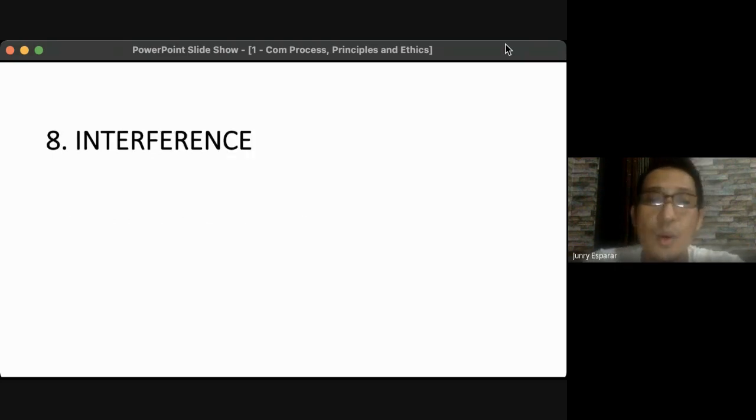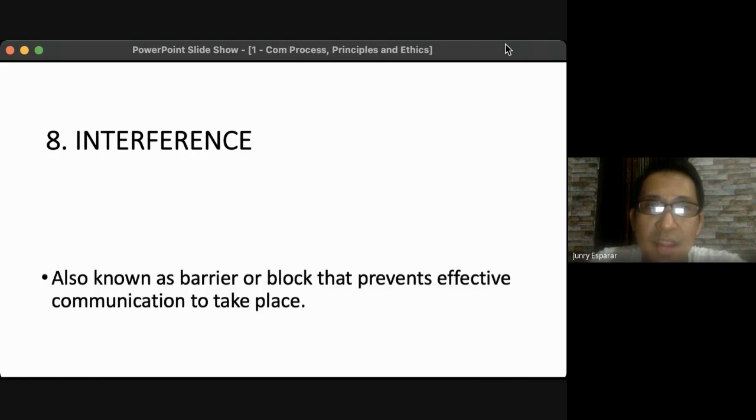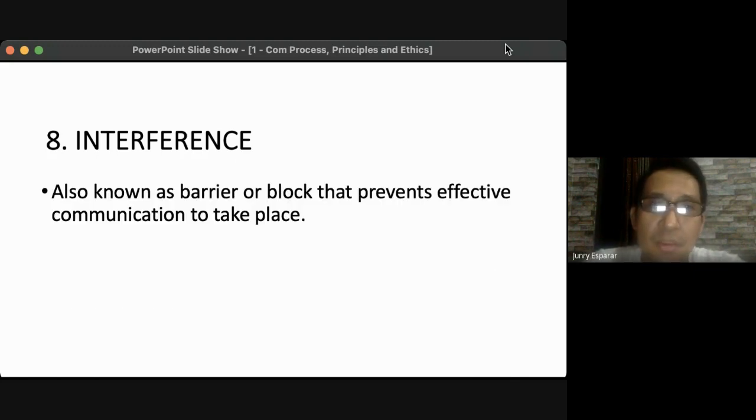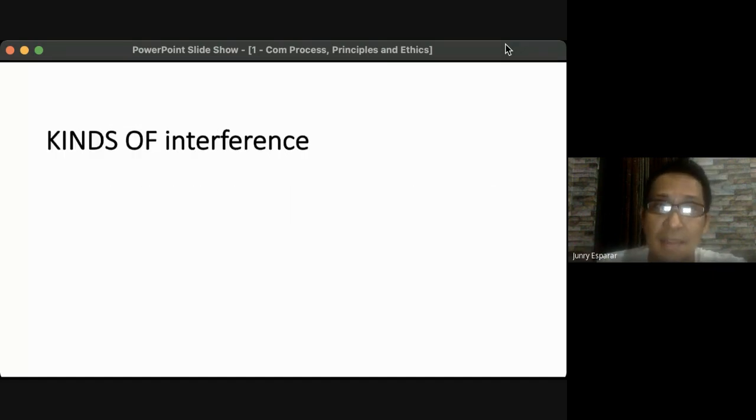And the last one is interference. This is the eighth component of communication, interference. When you talk about interference, it's a barrier or block that prevents effective communication from taking place. I mentioned earlier that there are a lot of distractions that can affect the environment, and these are the interference. And interference has different kinds.